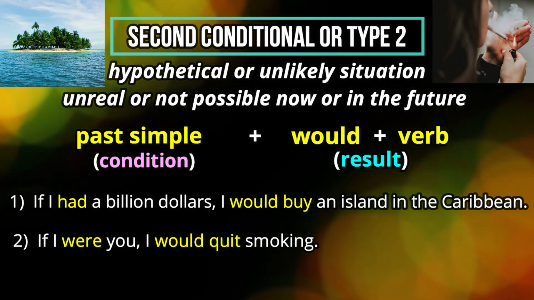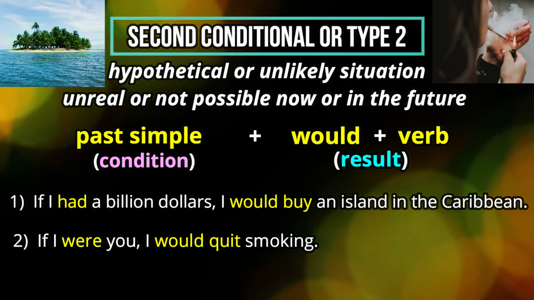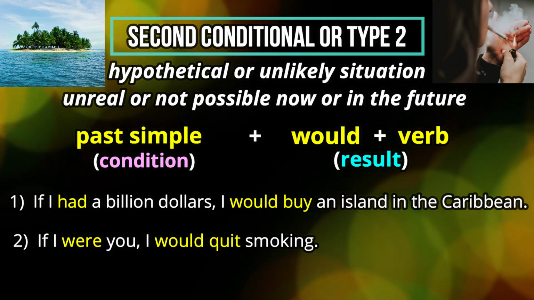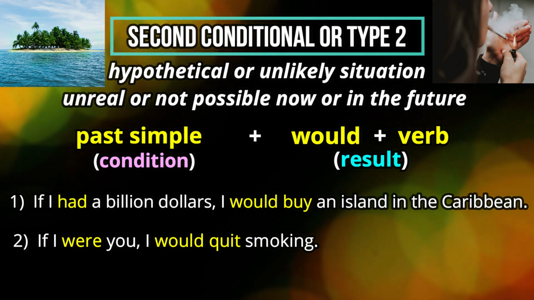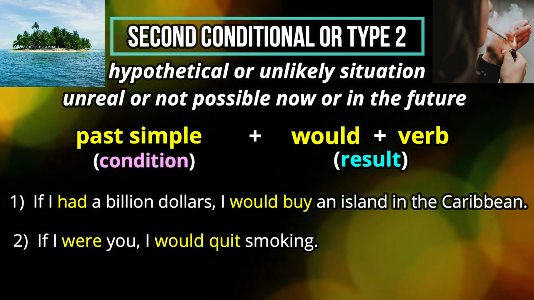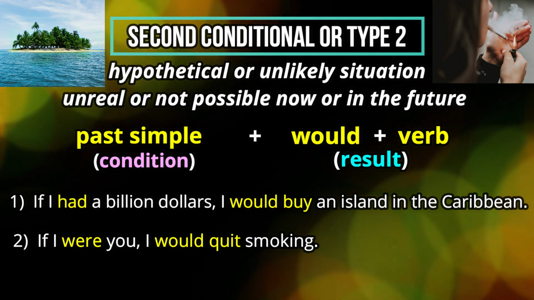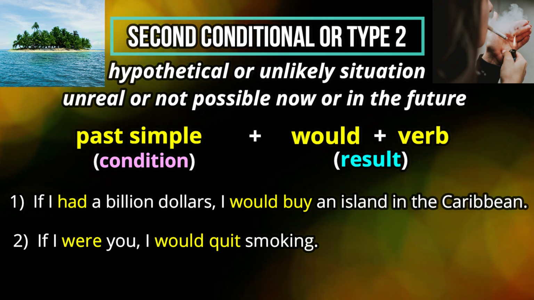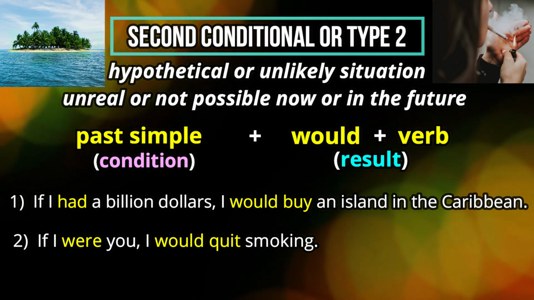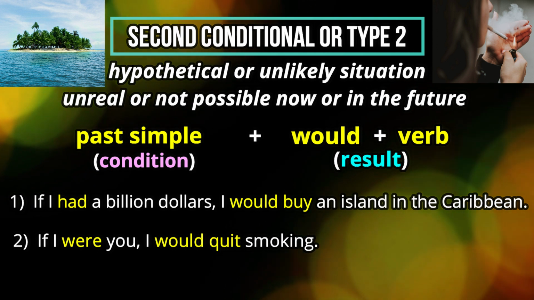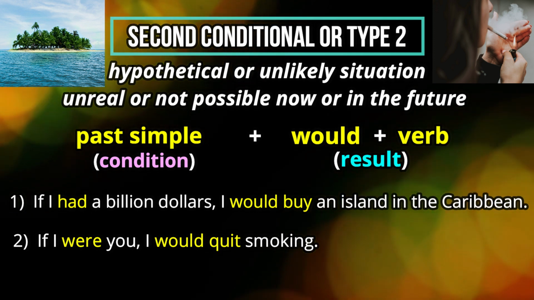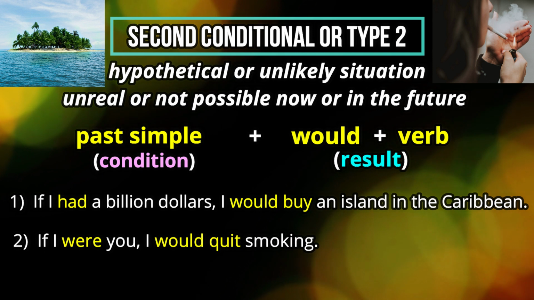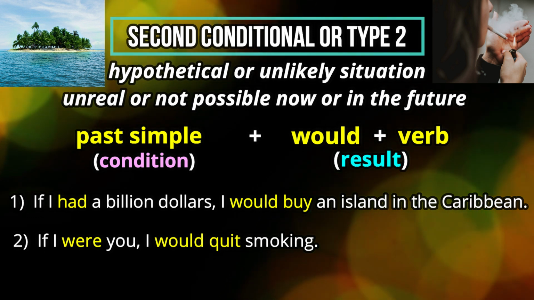And take a look at how they're structured. If you look at number 1 and number 2, in the conditions, we have past simple, had in the first, and were in the second example. And in the results of both, the main clauses of both, we have would plus the verb, right? We have would buy in the first one, and we have would quit in the second example. Got it? All right, let's look at the third conditional.